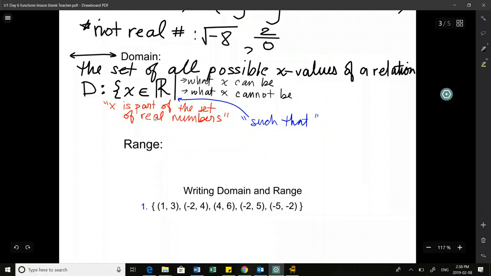Okay, and we have to kind of choose based on the scenario that we have which one is the better option. Carla? I think usually we defer to like what x can be, unless it's like one single value or like one or two values, and then we'll say what x cannot be.